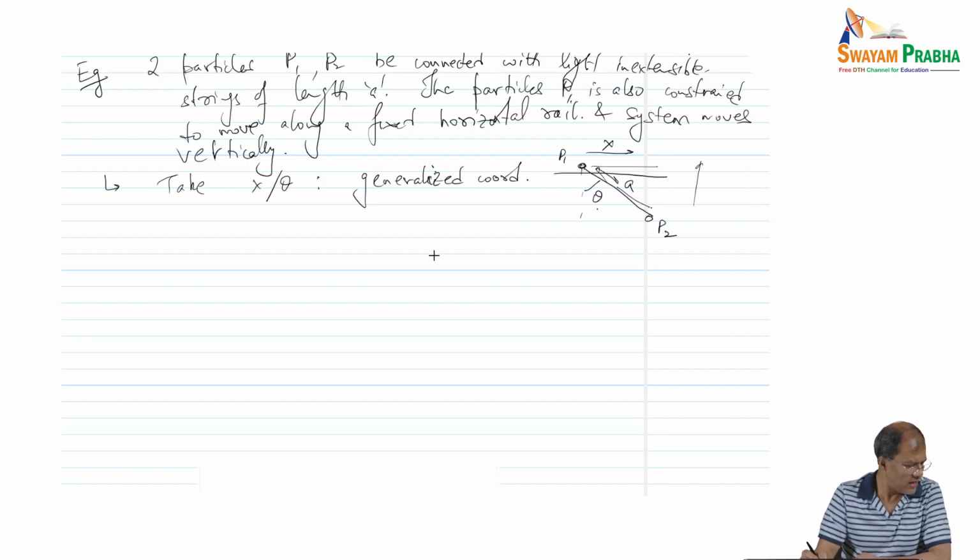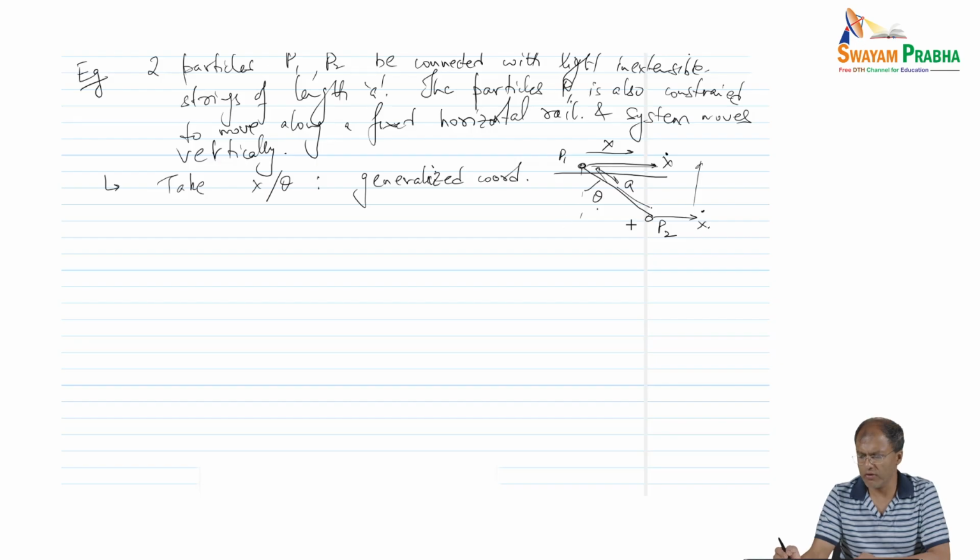And we see that if that is the case, this is x dot. If the first particle is moving horizontally, then the second particle is also moving horizontally, because the first and the second are tied up, and the second particle is also showing an angular velocity. So we expect that there is also another velocity of the second particle along the tangential direction, which is given by a theta dot.